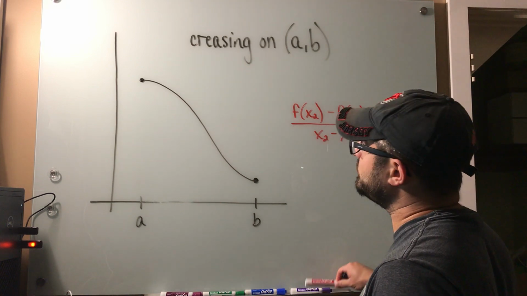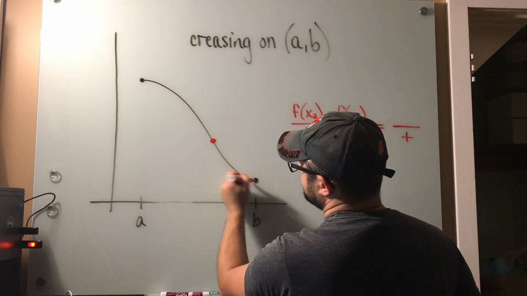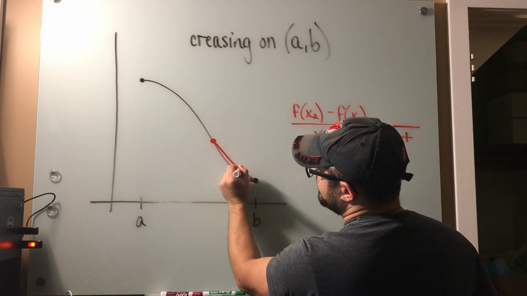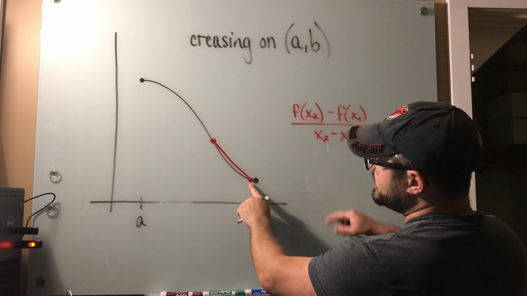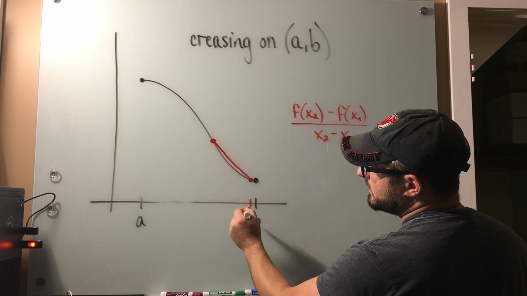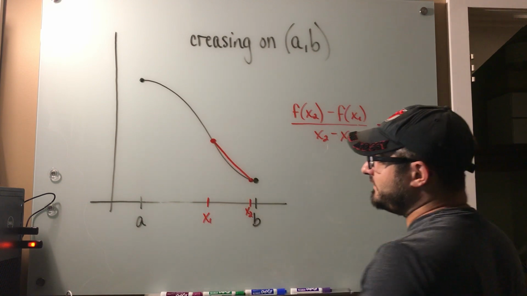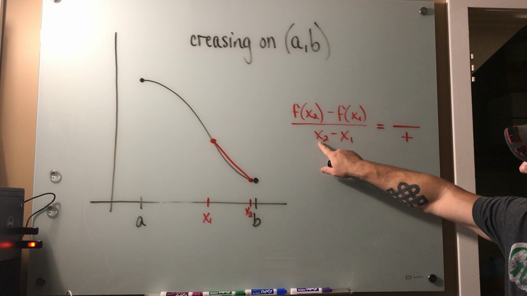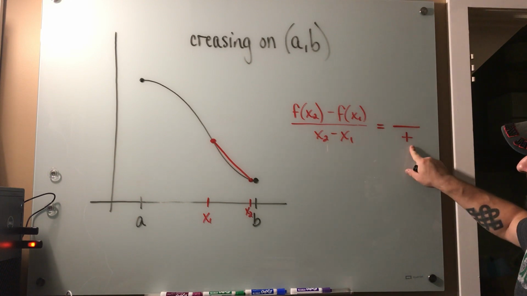Whatever 2 points on it we choose, the line segment connecting them always has a negative slope. Again, if we do x sub 2 as the point further to the right and x sub 1 as the point further to the left, then we have, again, in the denominator, large minus small is positive.